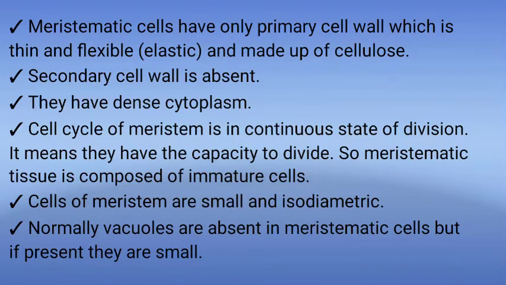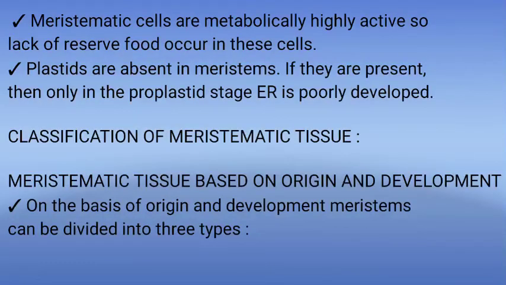Cells of meristem are small and isodiametric. Normally, vacuoles are absent in meristematic cells, but some of the meristematic cells contain vacuoles, which are small in size and many in number. Meristematic cells are metabolically highly active. Because of this, there is a lack of reserve food in these cells. Plastids are absent in meristems. If plastids are present, then only in the proplastid stage. Endoplasmic reticulum (ER) is poorly developed.